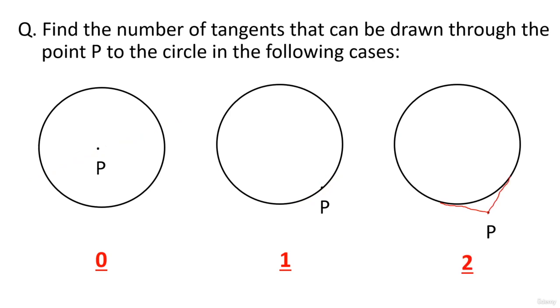So remember, guys, to draw a tangent or to draw two tangents from one point to the circle, the point should lie in the exterior of the circle. It should not lie on the circle. It should not lie in the interior. Okay. We go on to the next part now, guys.